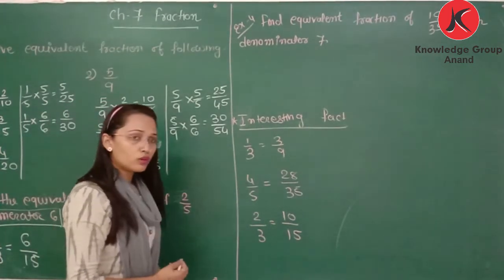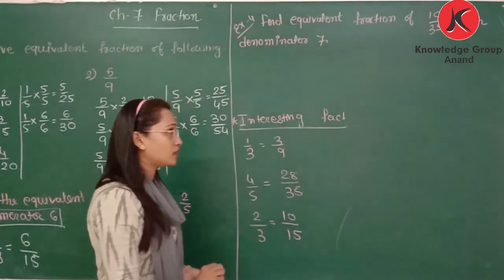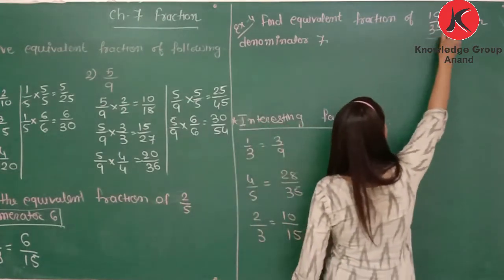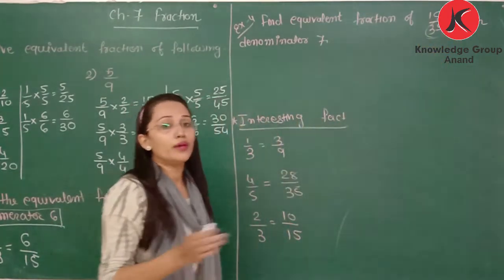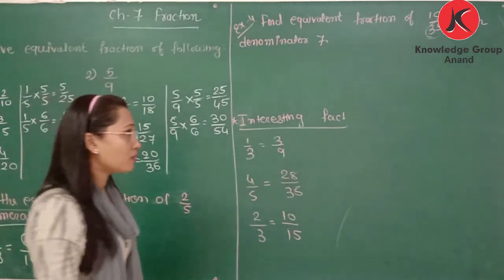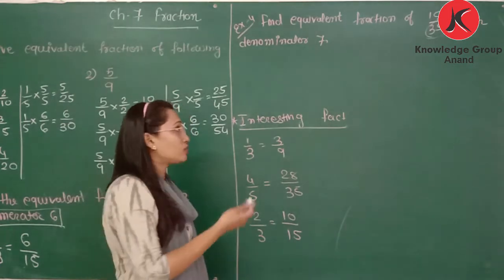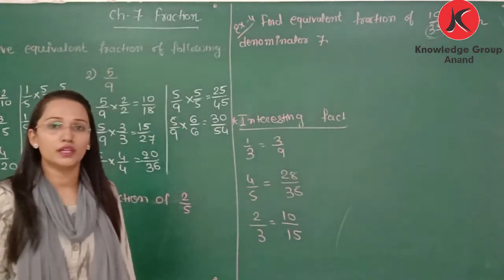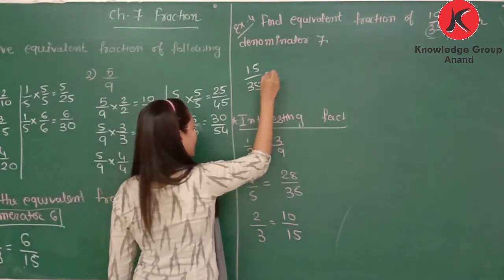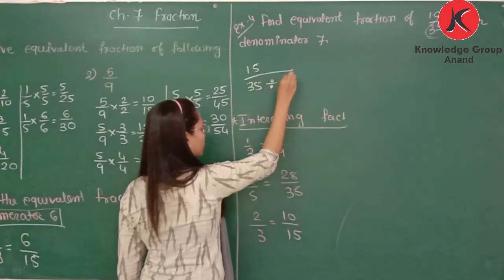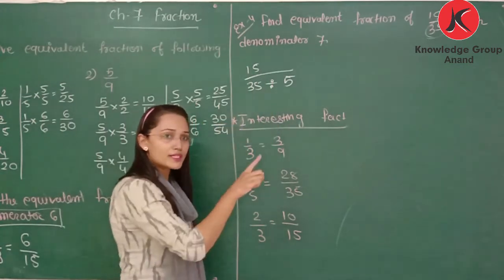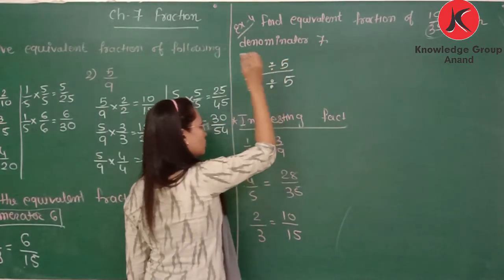Now, example 4. Find the equivalent fraction of 15 by 35 with denominator 7. Here in the fraction, what is the denominator? 35. How can we make it 7? Which number should we divide 35 by to get 7? So here 15 by 35. If we divide 35 by 5, 7 5s are 35. So if we divide this by 5, we will get 7. So the same number in the numerator we need to divide.